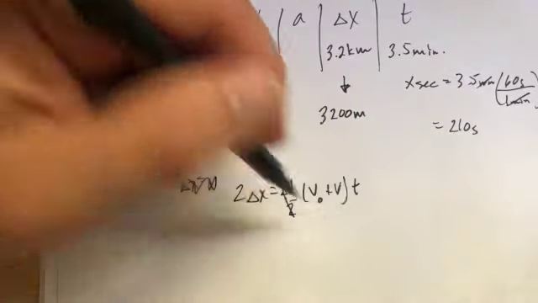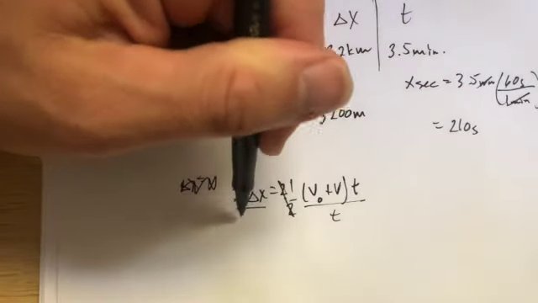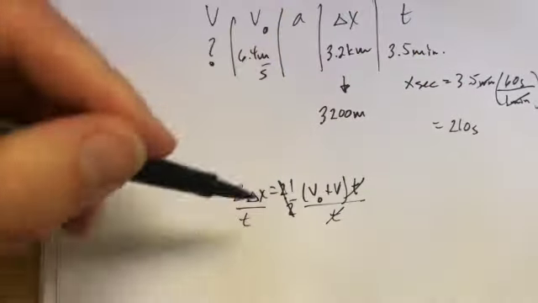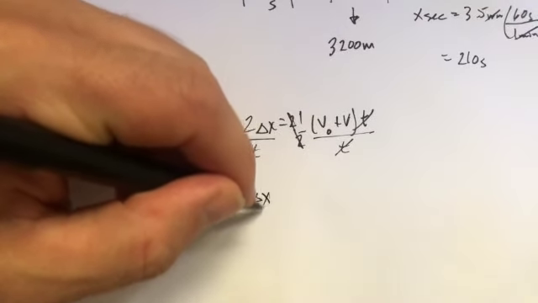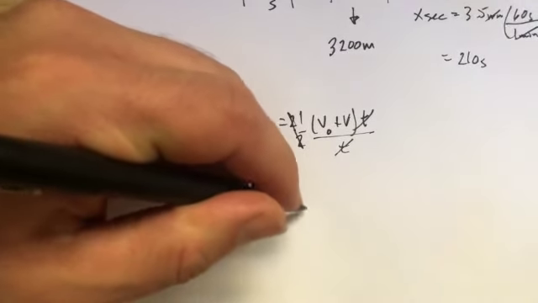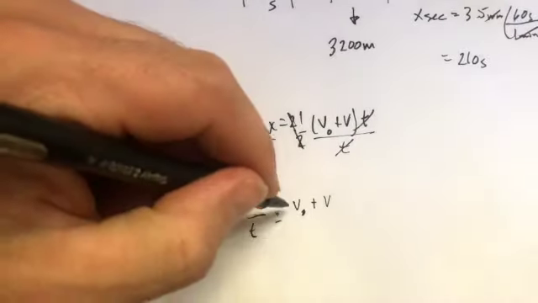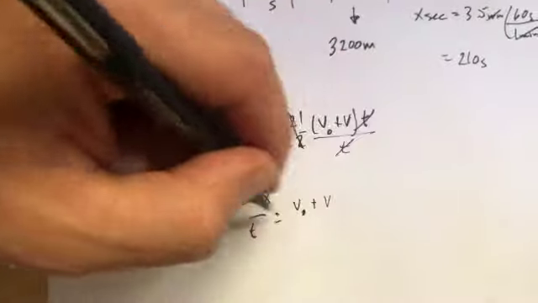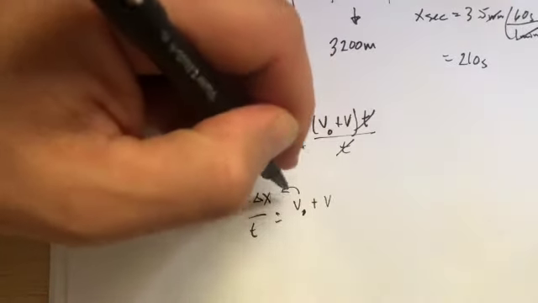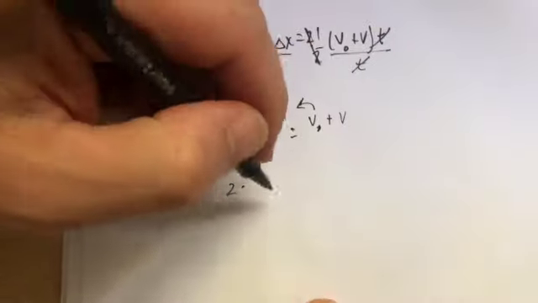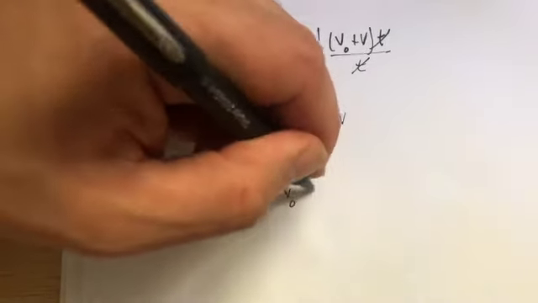I want to get rid of this t. Right now it's being multiplied, so let's divide both sides by t, do the opposite. Let me rewrite this a little neater: 2 delta x over t equals v naught plus v. And I want v all by itself, so if v is being added right now, let's just subtract v naught from both sides. I'm just gonna move it over, so it becomes 2 delta x over t minus v naught equals v.